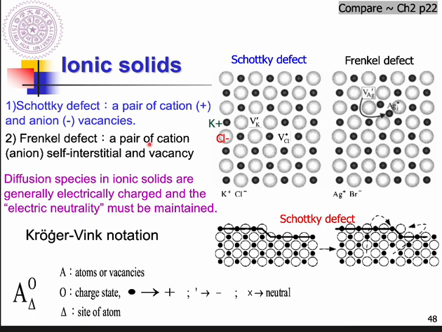So it will be a pair of cation self-interstitial and corresponding vacancy. So it will be here. It also can be the anion self-interstitial and corresponding vacancy. In this case, the anion carries the negative charge, so the bromide moves to the self-interstitial site and leaves a vacancy of bromide. That will be the other case.